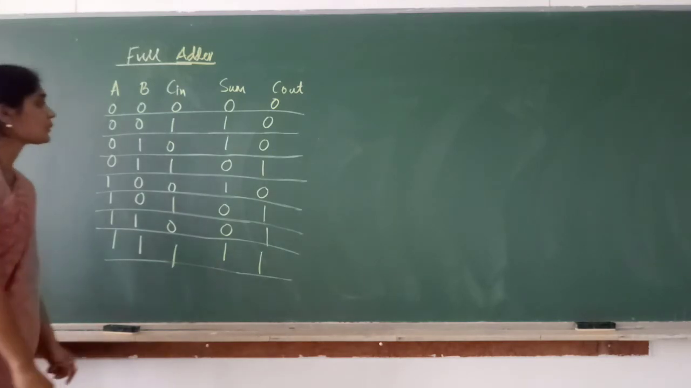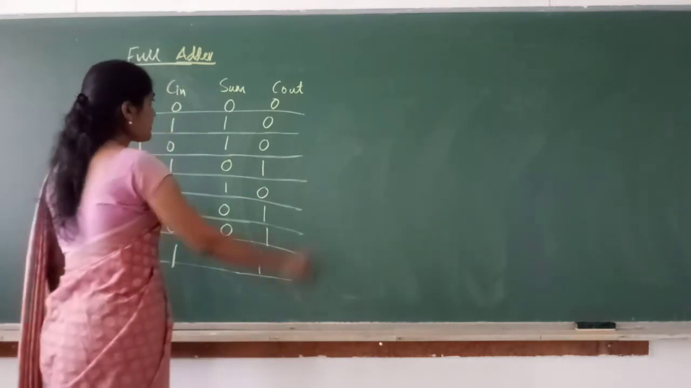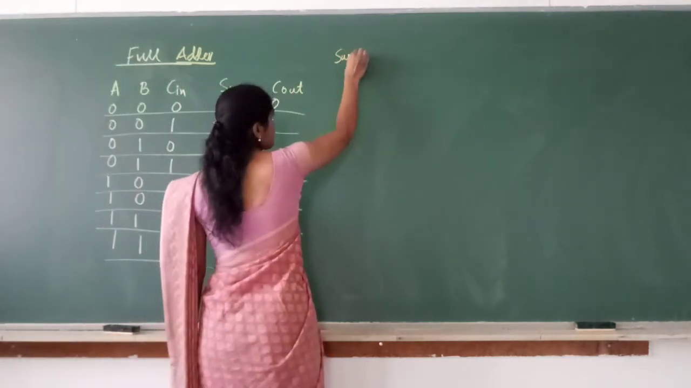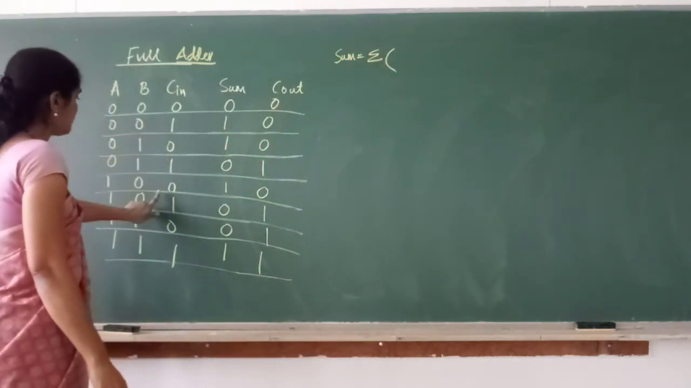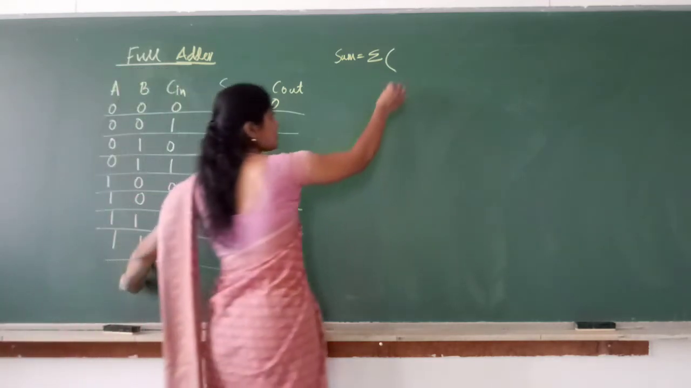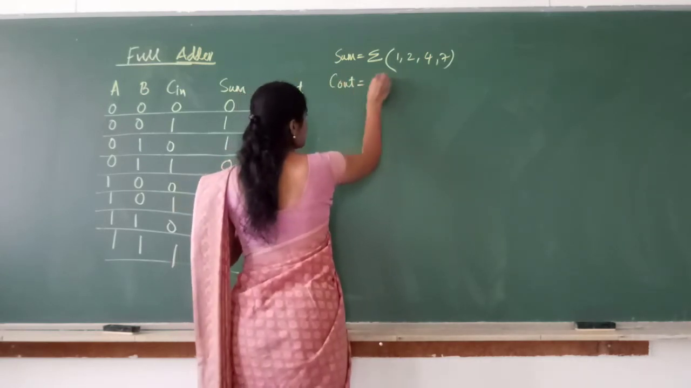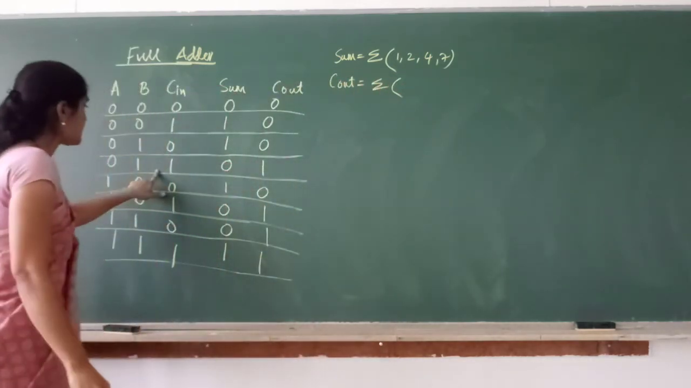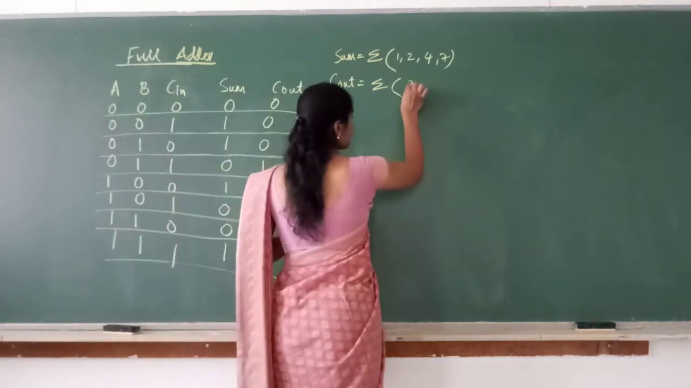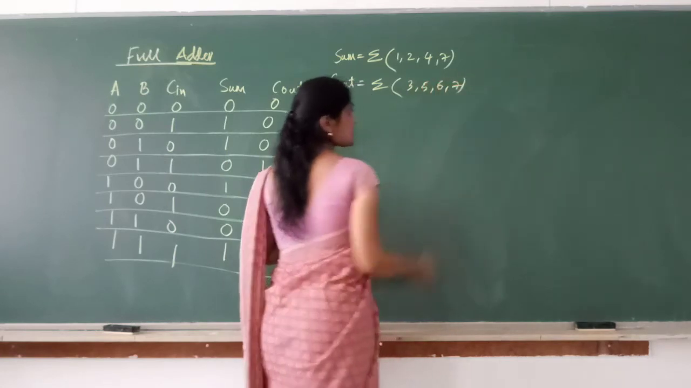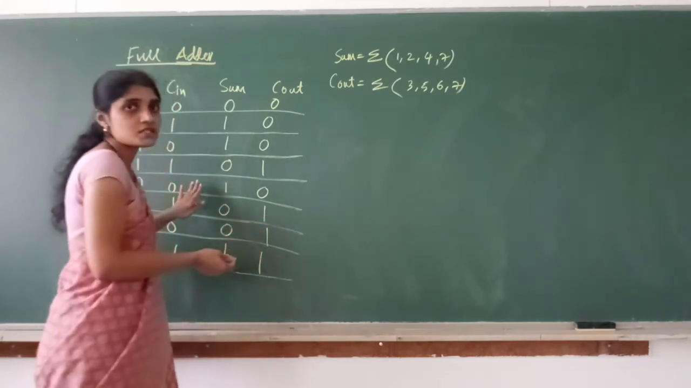Now let us write the equation for sum. I don't use a K-map here, otherwise you can use a K-map. First write the terms for sum. Sum is equal to summation of 1, 2, 4, 7. Carry out is equal to summation of 3, 5, 6, 7. So use a K-map and solve, otherwise you can even write the equations directly.